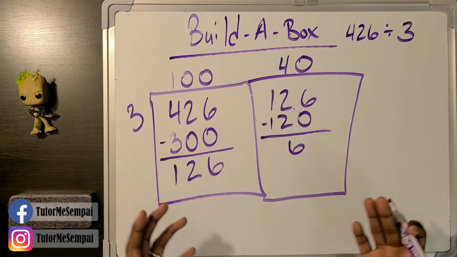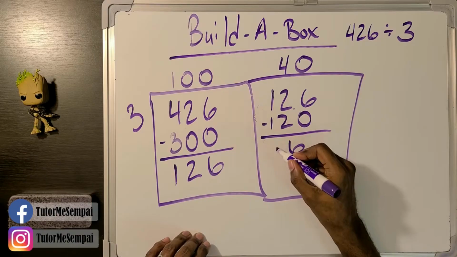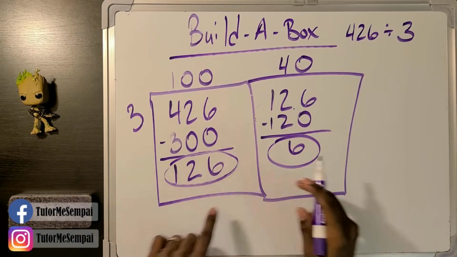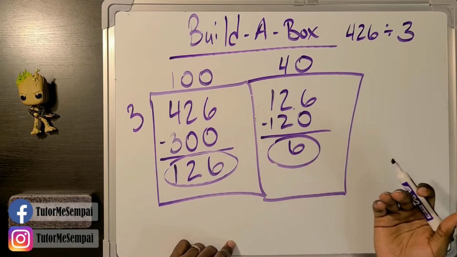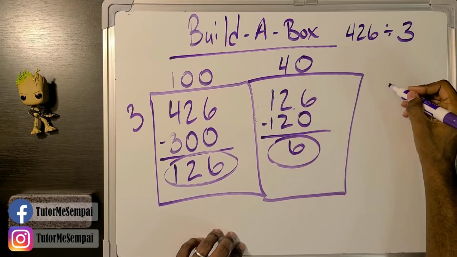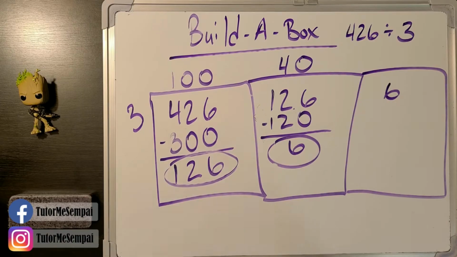Now, how do you know when you need another box? Well, you're going to need another box whenever you have something that's not 0. That wasn't 0, and this is not 0. So every time you get something that's not 0, you're going to need another box. So we take this and we're going to put it up here, and we're going to give it its own box here. And we do the same exact thing all over again.